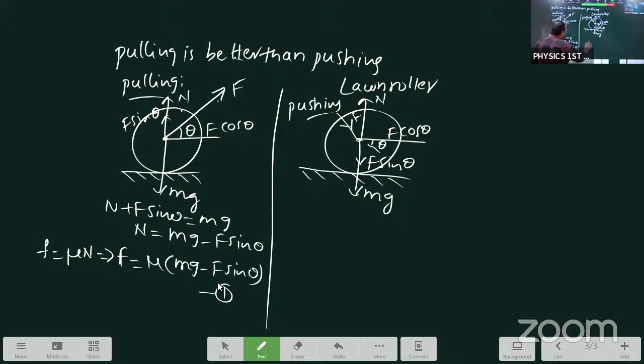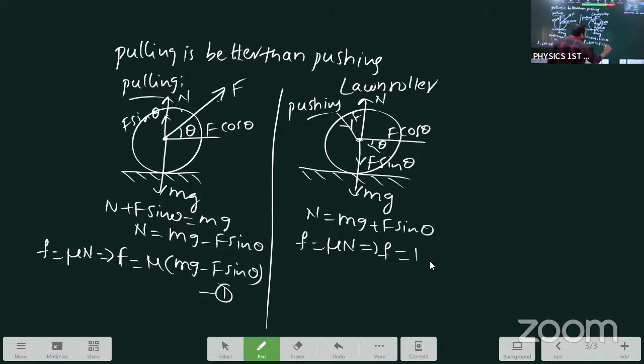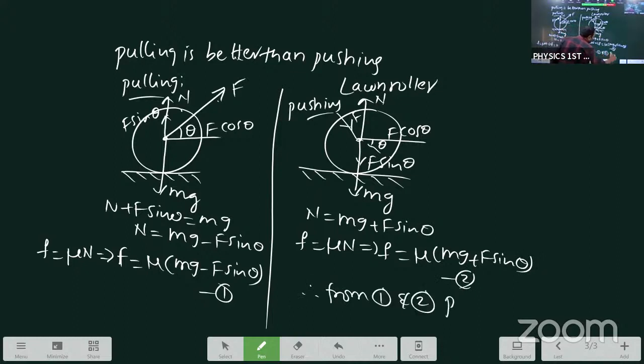Equation 1. Here, upward force equals downward force. Same concept we go on. Frictional force means mu N. F equals mu into (mg plus F sin theta). Therefore, from 1 and 2, pulling is better.